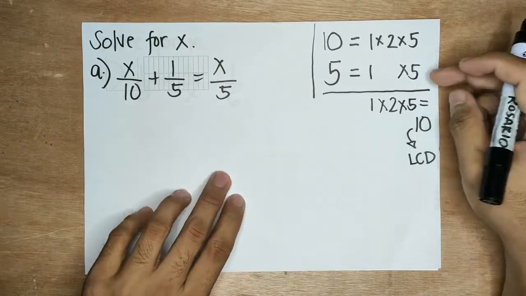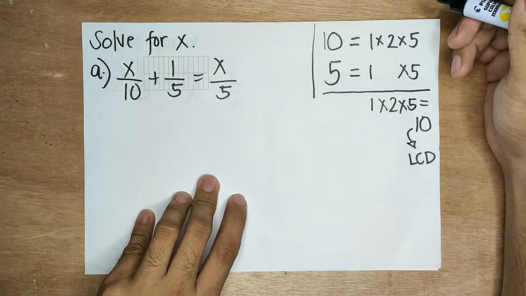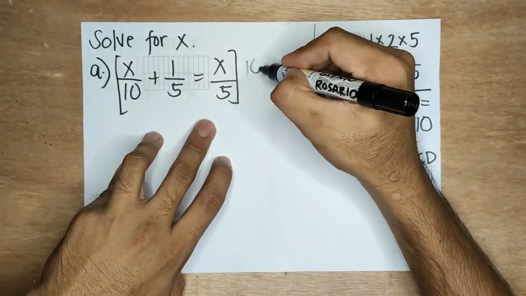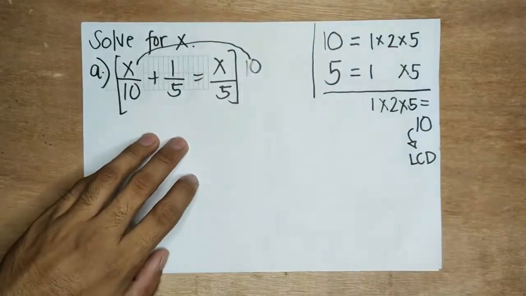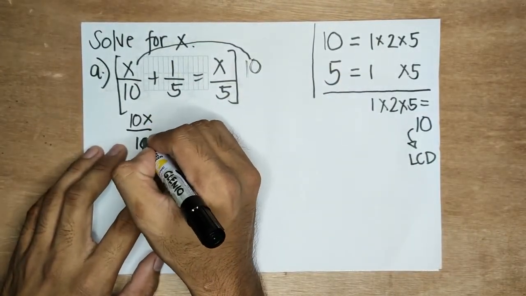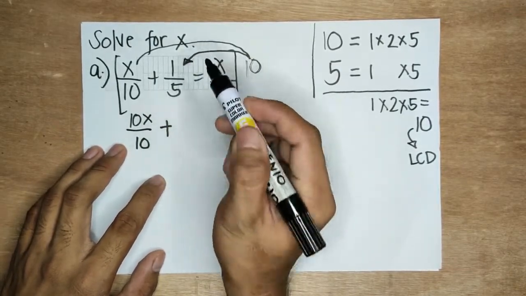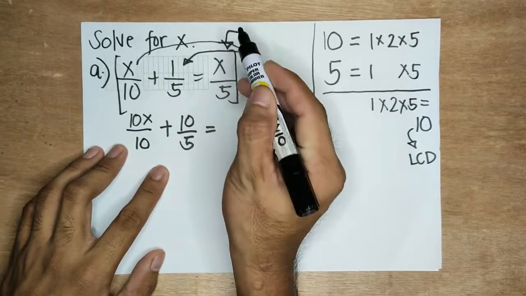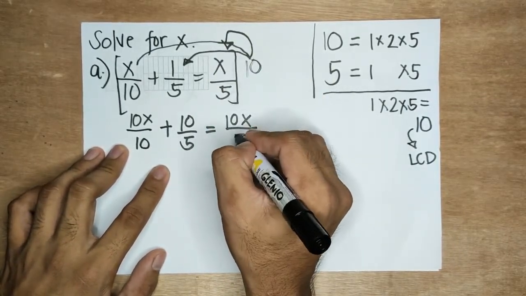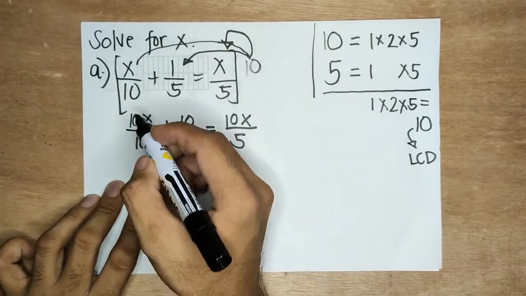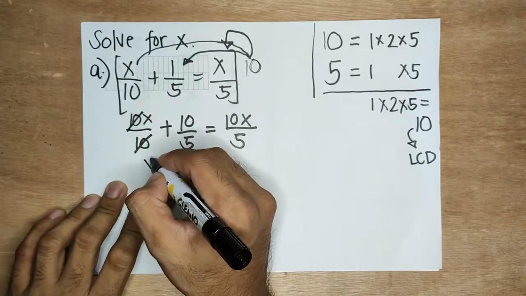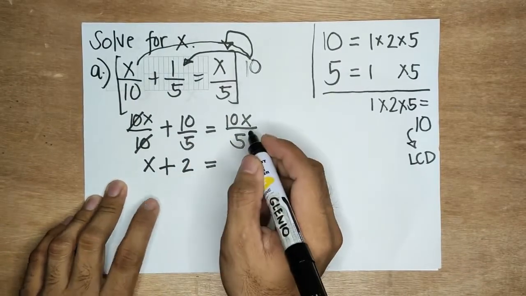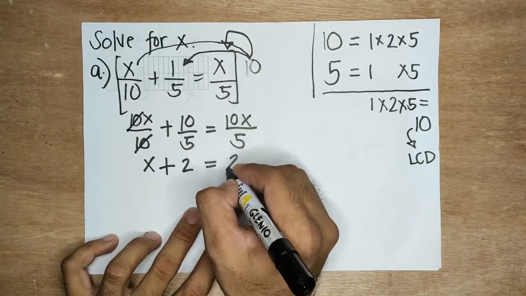Okay, so the second step, after identifying the LCD, we multiply the LCD to all the terms in our equation. So we have here, we multiply 10. So 10 times this one, we have 10x all over 10 plus 10 times 1 all over 5 is 10 all over 5. Then lastly, 10 times x all over 10, we have 10x all over 5. So simplifying further, we have 10 divided by 10 is 1. We cancel it. Gave us x. Then plus 10 divided by 5 is 2 is equal to 10x divided by 5 is 2x.